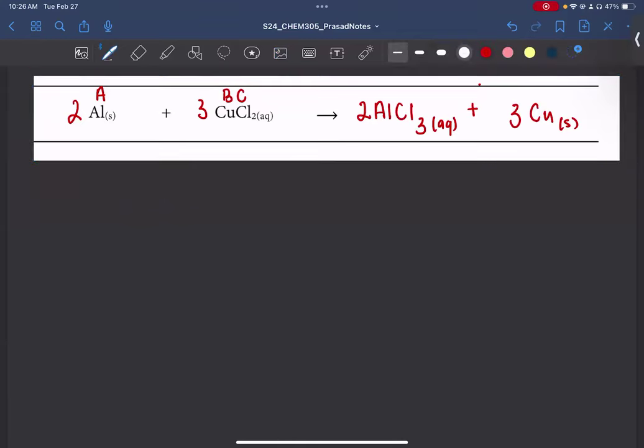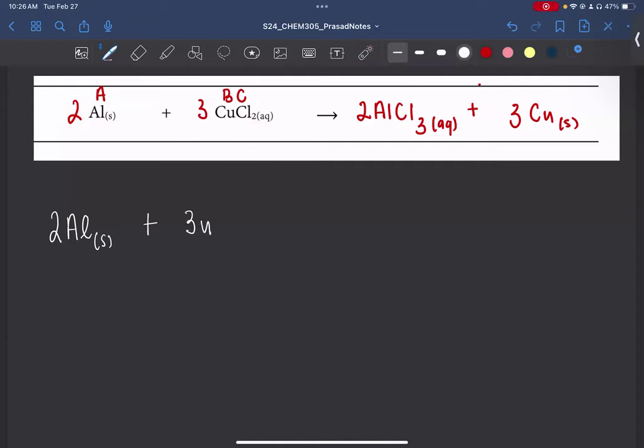First, let's do the complete ionic equation. To do so, we split the aqueous species starting from left to right. First and foremost, aluminum is not aqueous. You don't split it. This is simply 2Al solid. Next up, we have copper chloride, which is aqueous. So you do split it, and you must remember the balancing.